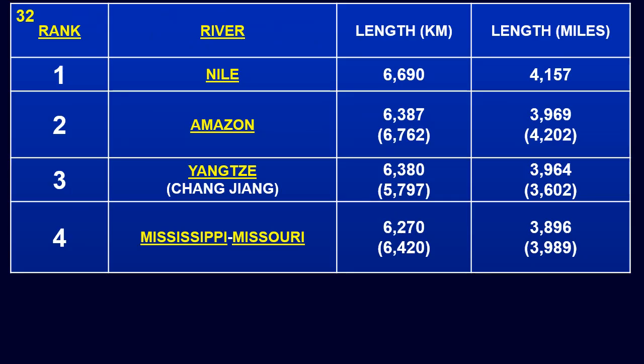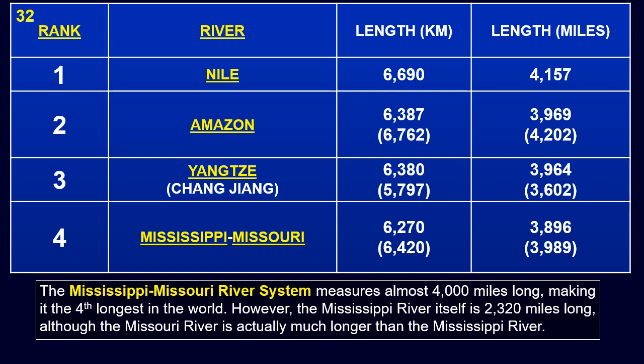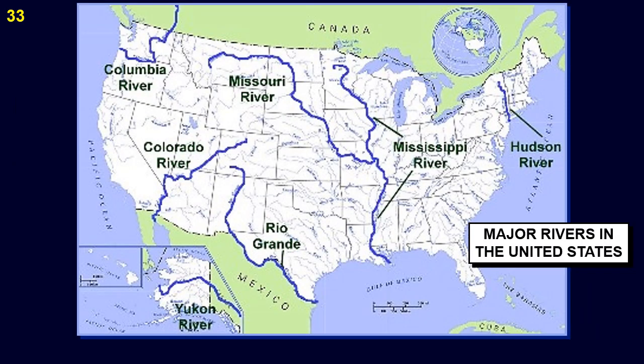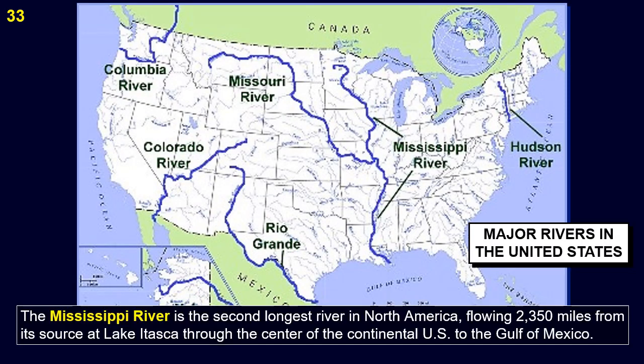The Mississippi-Missouri River system measures almost 4,000 miles long, making it the fourth longest in the world. However, the Mississippi River itself is 2,320 miles long, although the Missouri River is actually much longer than the Mississippi River. The Mississippi River is the second longest river in North America, flowing 2,350 miles from its source at Lake Itasca, through the center of the continental U.S., to the Gulf of Mexico.